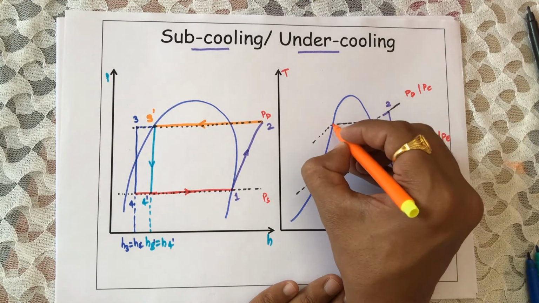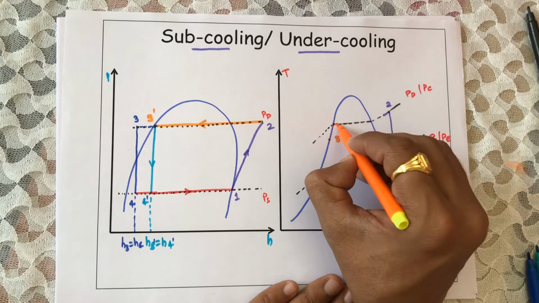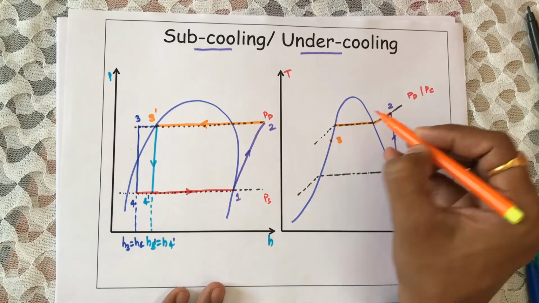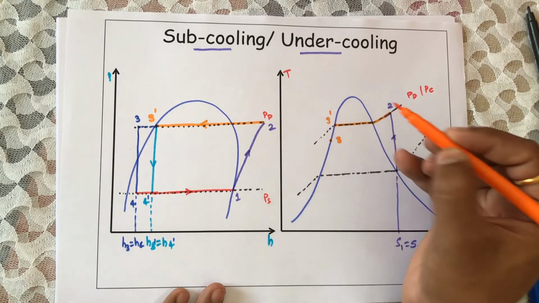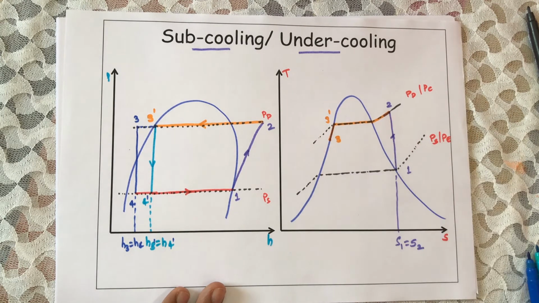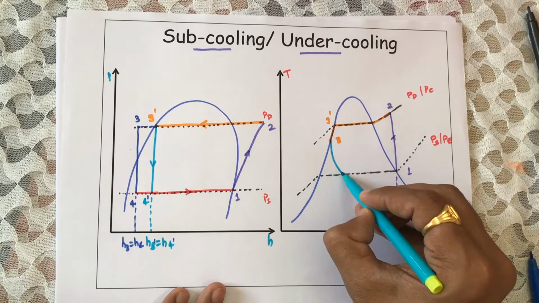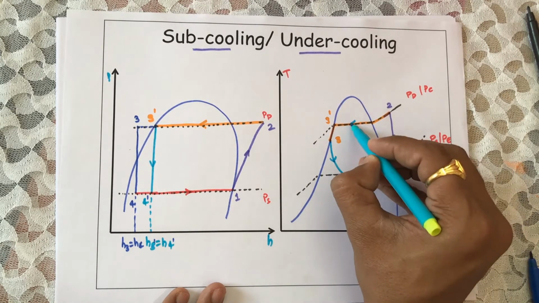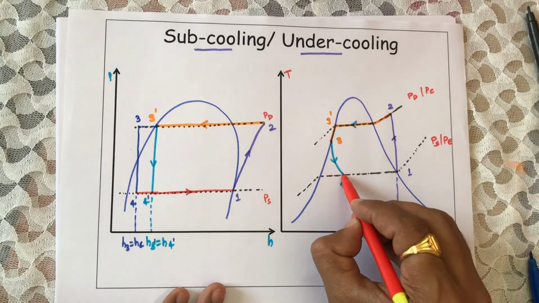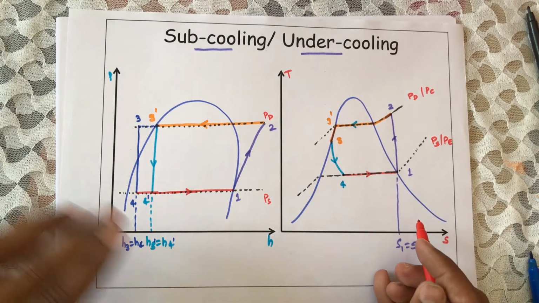Then 2 to 3 is nothing but a constant pressure heat rejection process. Here I will get point number 3 dash, and as a result of subcooling I will get point number 3 here. Then 3 to 4 is an isenthalpic expansion process, and finally 4 to 1 is nothing but a constant pressure heat addition process.